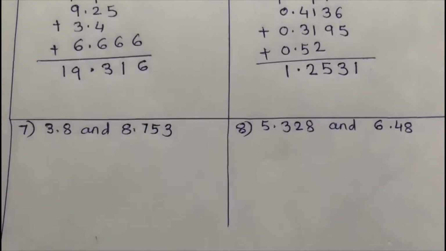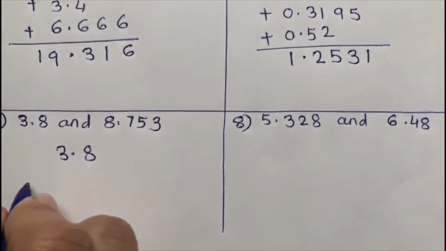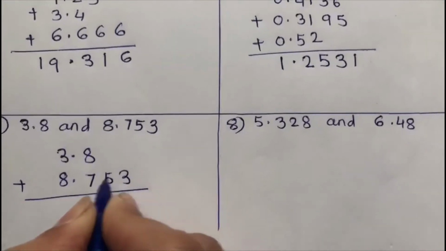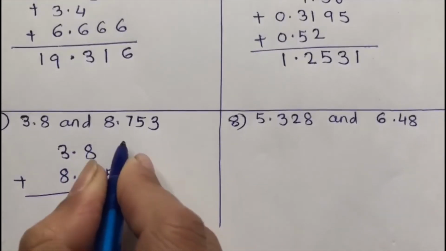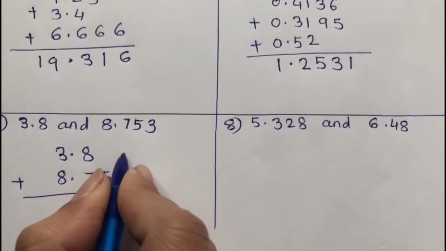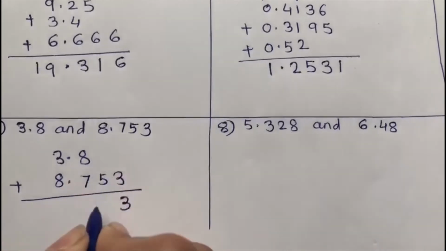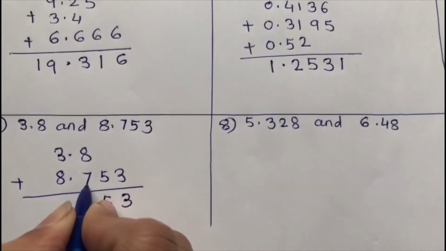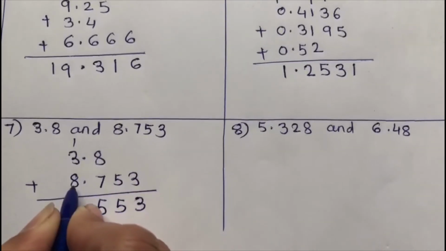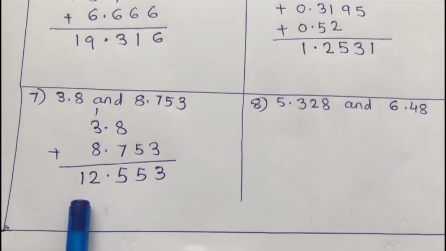Next example is 3.8 plus 8.753. Now in this example, in this vertical line, there is no other numbers than 3. That means it is 0 here. So I write 3 here because 3 plus 0 is 3. 5 plus 0 is 5. 8 plus 7 is 15. So I carry 1 here and I give decimal point here. So 8 plus 3 is 11 plus 1 is 12. So it gives the answer 12.553.